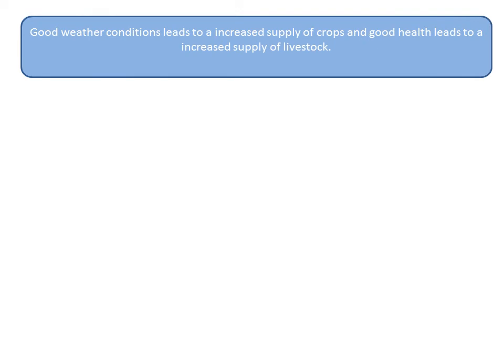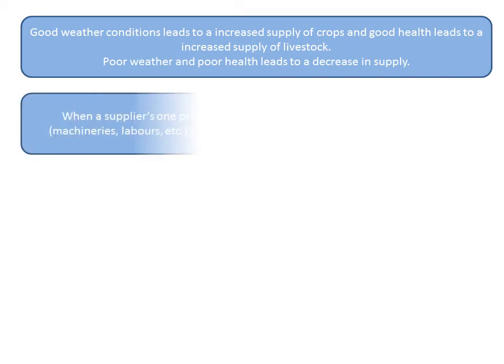Good weather conditions lead to an increased supply of crops. When there is good weather supporting the farmers, it will increase the supply of farming products, agriculture products. And when there is good health, it will lead to a good supply of livestock. And poor ones lead to poor supply.